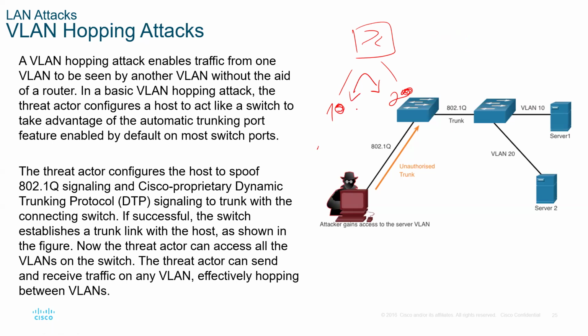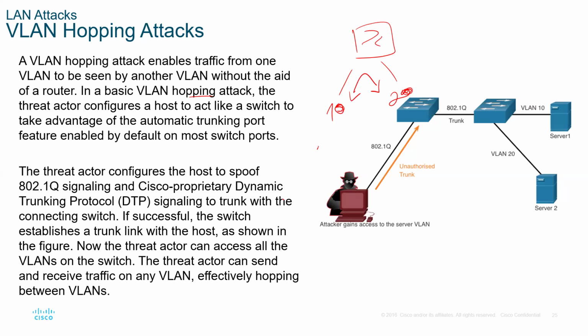Let's look at the process. In a basic VLAN hopping attack, the threat actor configures a host to act as a switch to take advantage of the automatic trunking port feature enabled by most switch ports. The threat actor configures the host to spoof the DTP signaling to trunk with the connecting switch. If successful, the switch establishes a trunk link with the host. Now the threat actor can access all the VLANs on the switch.